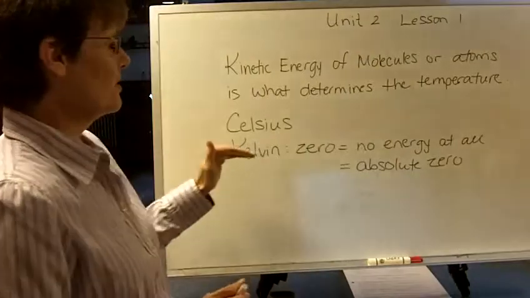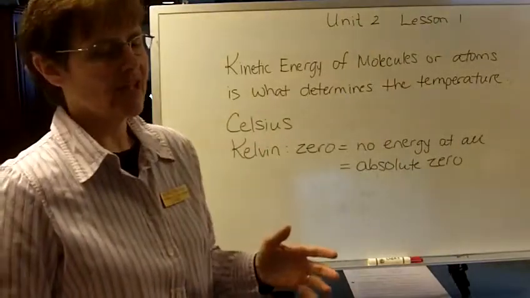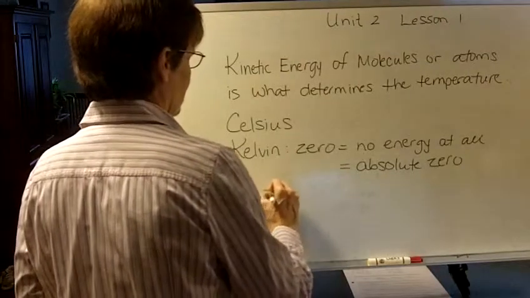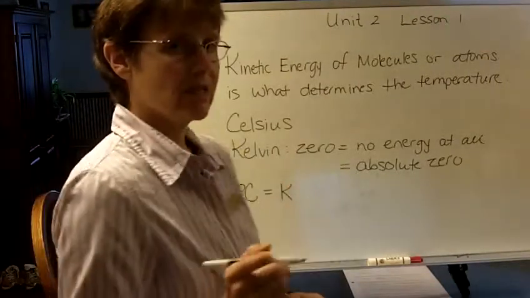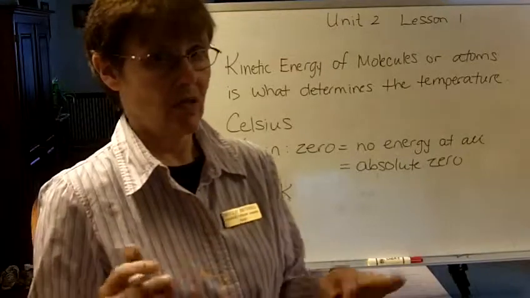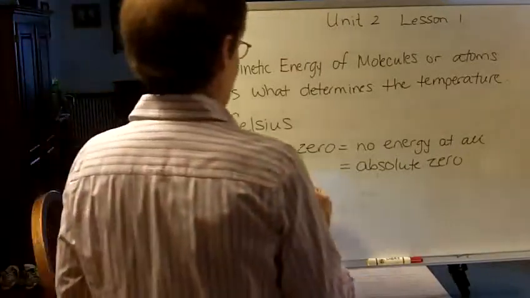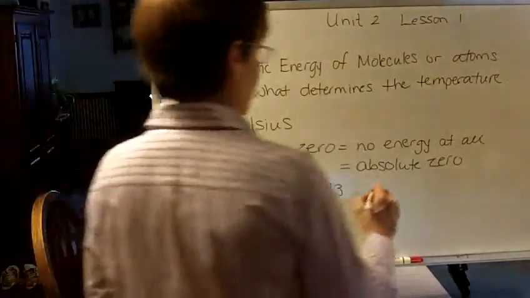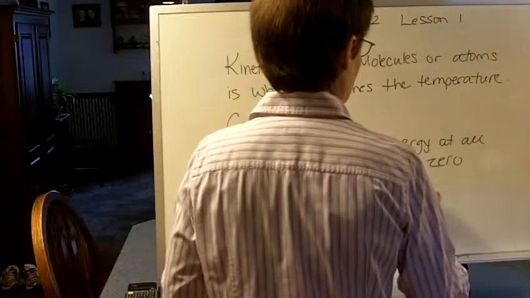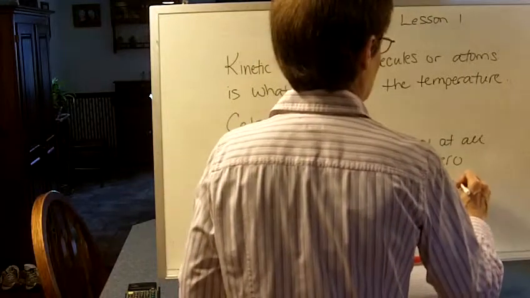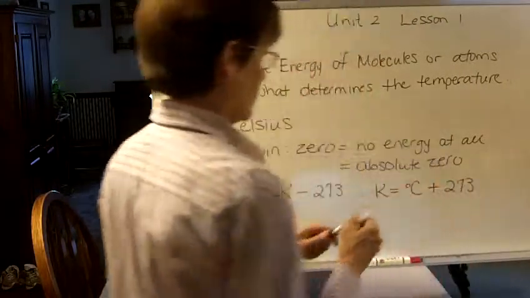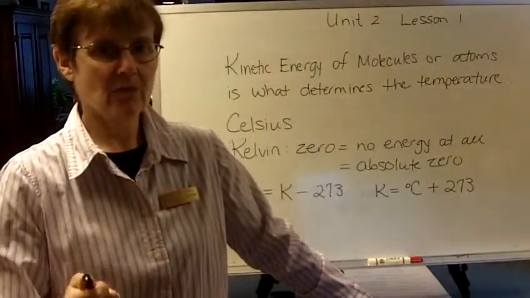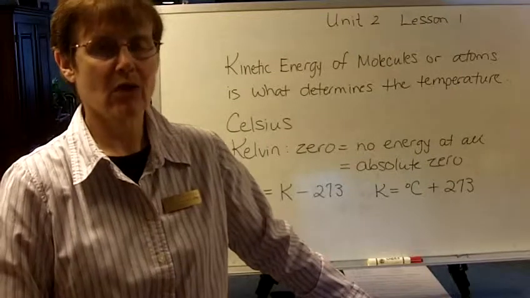But these two scales are related to each other very easily, thankfully, where degrees Celsius is equal to kelvins minus 273, and we can write that differently and say that Kelvin is equal to the degrees Celsius plus 273. Notice that kelvins does not use a degree sign, it's just kelvins. So kelvins are always a bigger number because it has to start at 0. It can't go below 0.